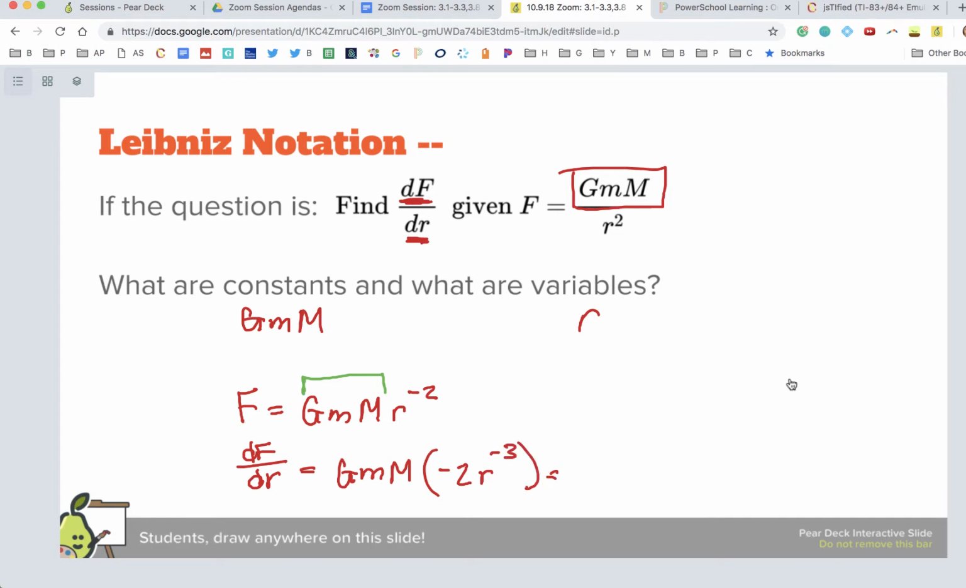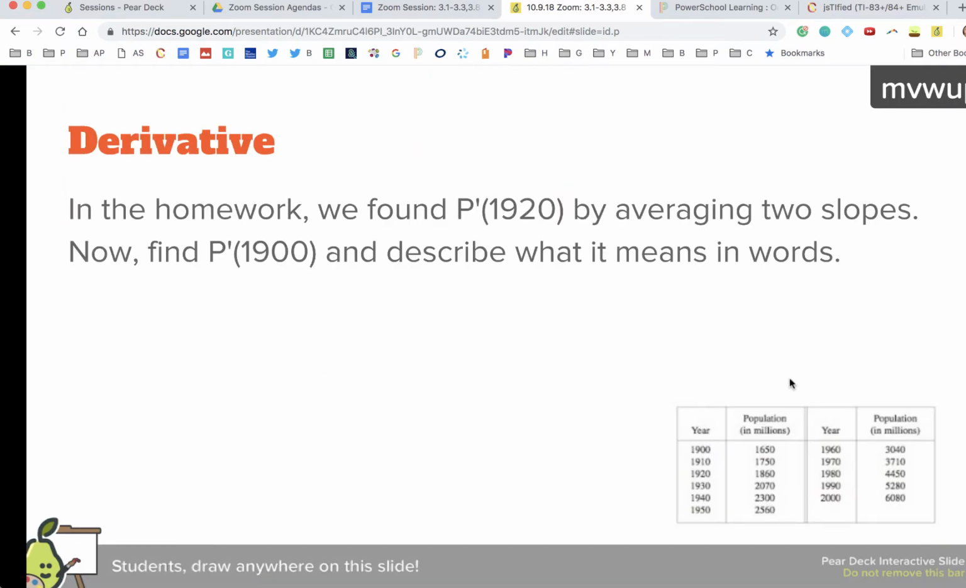So our final answer, negative 2 GMm r to the negative 3. In the homework, we did a problem like this, and they asked us to find p prime of 1920. We did that by finding the slope between 1910 and 1920 and the slope between 1920 and 1930, and then we averaged these two. That was how we found p prime of 1920. That was the population.